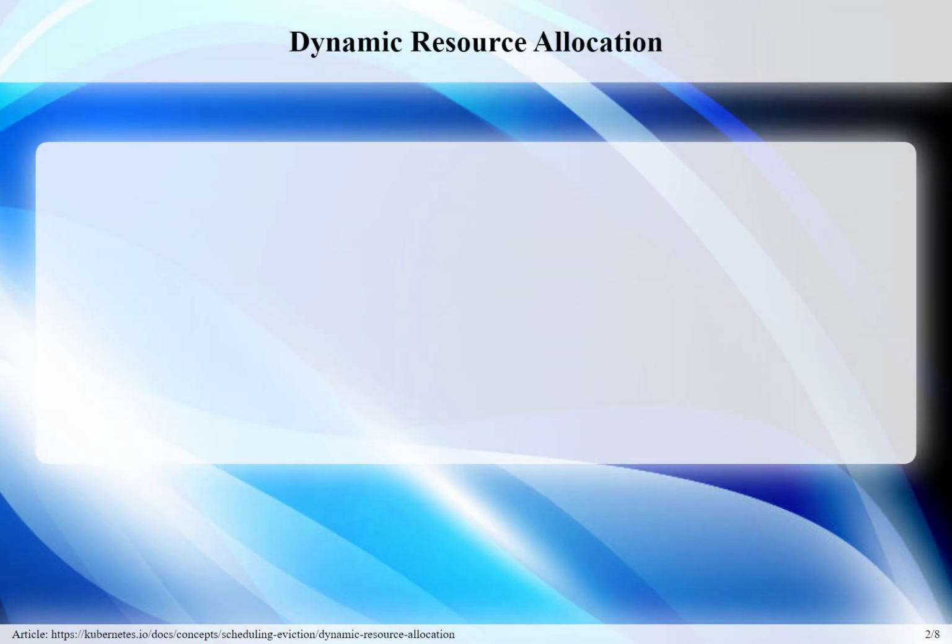Dynamic resource allocation. Core dynamic resource allocation with structured parameters was introduced in Kubernetes version 1.30 alpha. It allows requesting and sharing resources within pods using structured parameters.